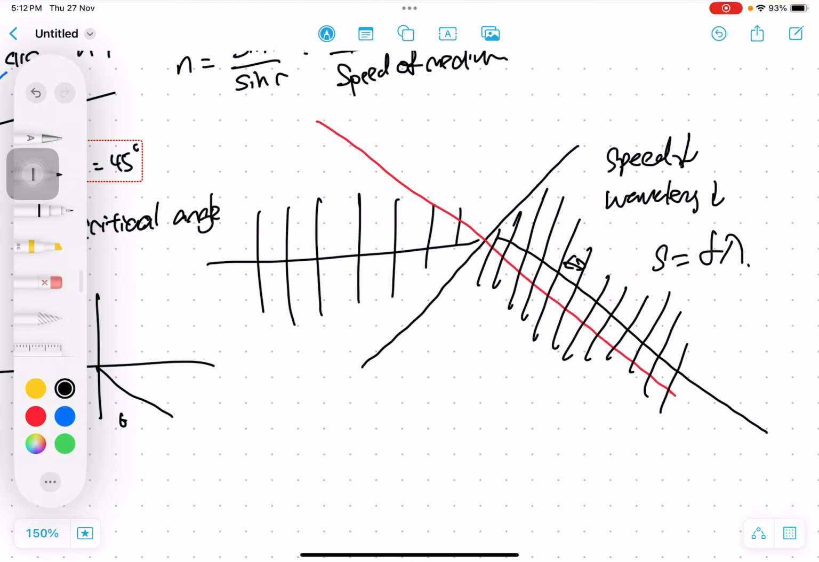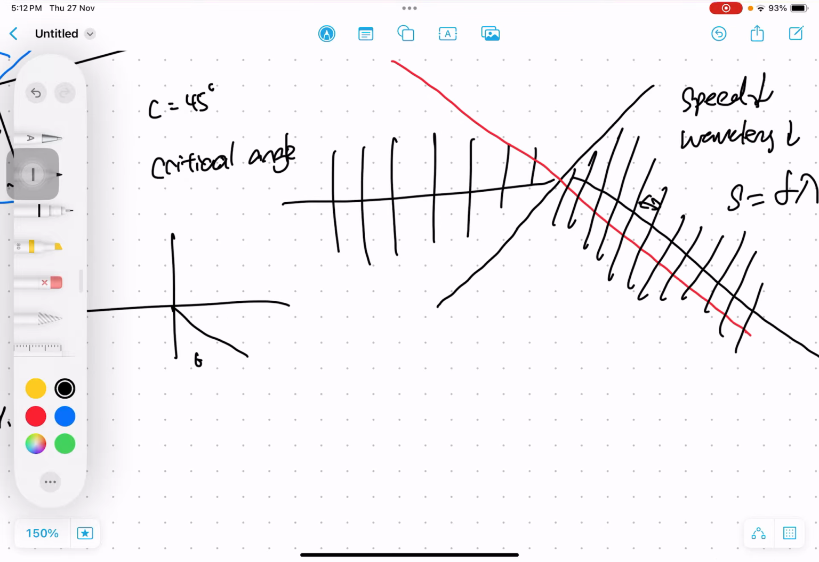So you need to know the scenario: bend towards the medium or bend away from the medium, shorter wavelength, longer wavelength, something like that.